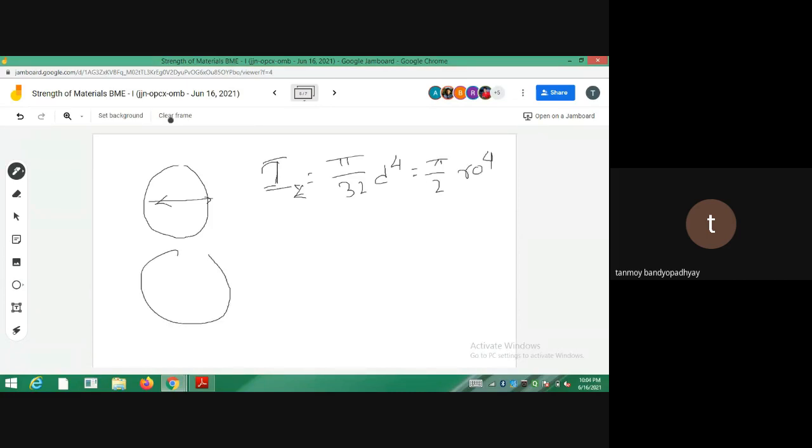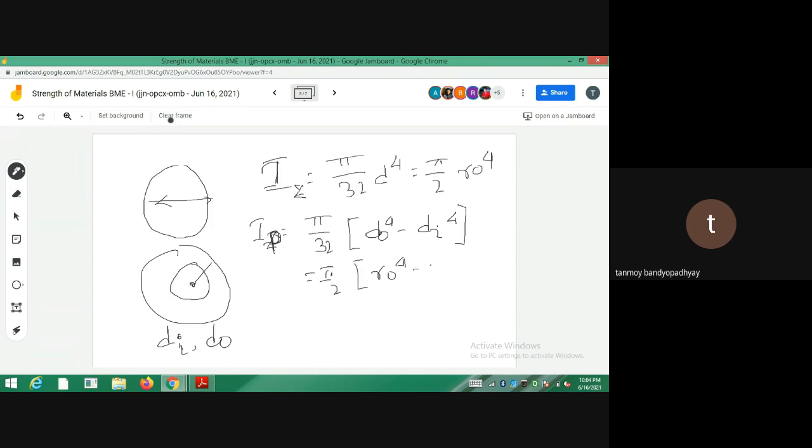When it is a hollow cross section, and we will be working on problems that have hollow cross sections, let the inner diameter be di and the outer diameter be d0. In those cases, the polar moment of inertia Ip will be equal to pi by 32 times d0 to the power 4 minus di to the power 4, or you can write it as pi by 2 times r0 to the power 4 minus ri to the power 4. And as discussed in the book, you can write it with C1 and C2. C1 is the inner radius, so C1 equals D1 by 2, and C2 equals D0 by 2.